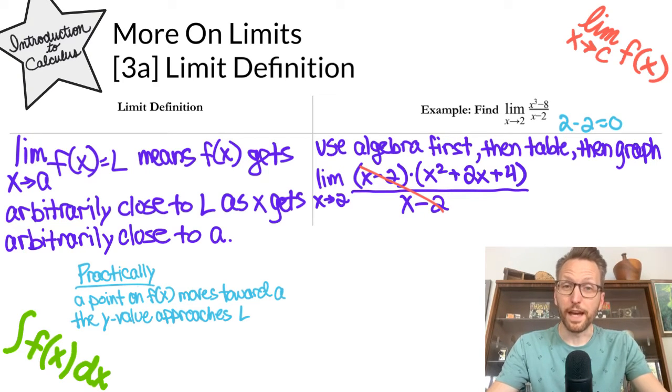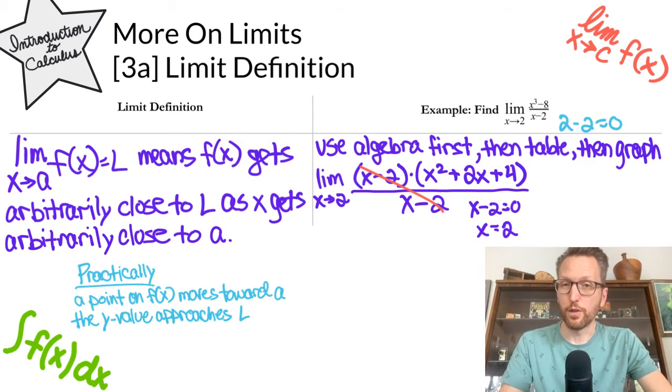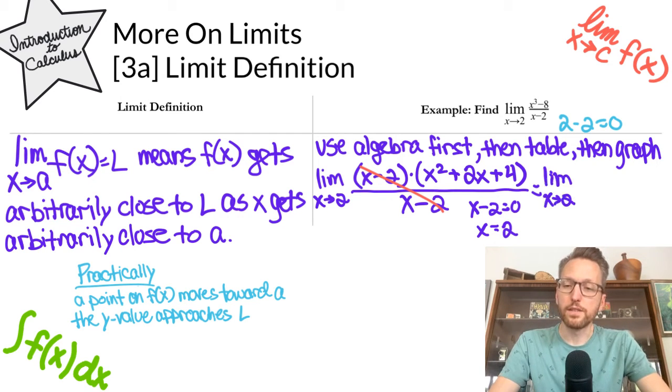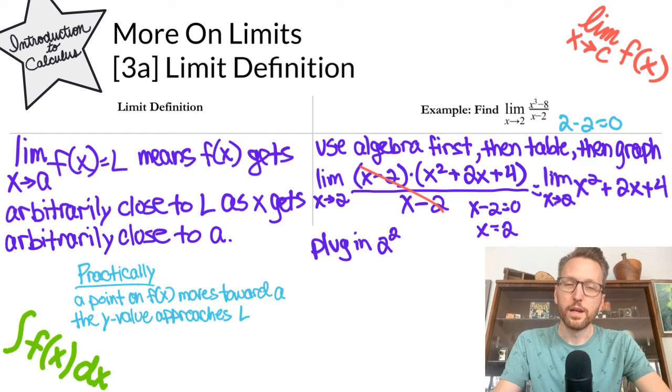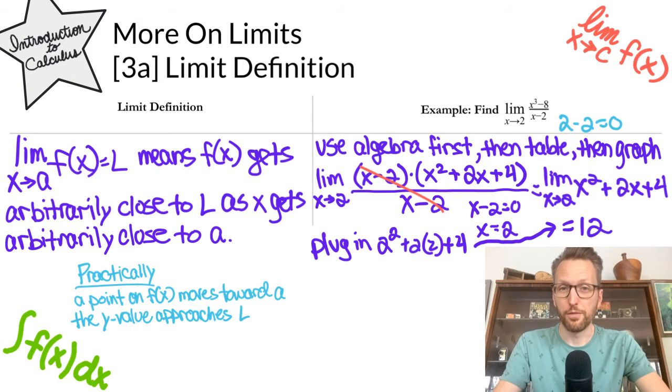Notice we could divide out the x minus 2's, those two binomials divide out. And when we do that, that's the location of the hole when you solve x minus 2 equals 0. So the location is x equals 2, which we kind of knew already. So that's all equal to the limit as x approaches 2 of x squared plus 2x plus 4. And now that we don't have a denominator, we could plug in anything we want, any real number, and we'll get a real answer. So when we do that, we get 2 squared plus 2 times 2 plus 4, which is equal to 12.